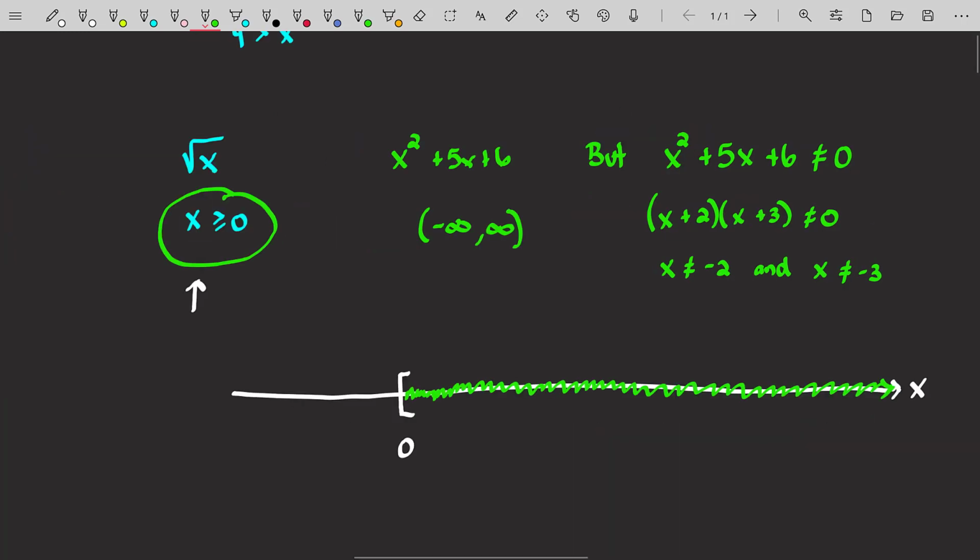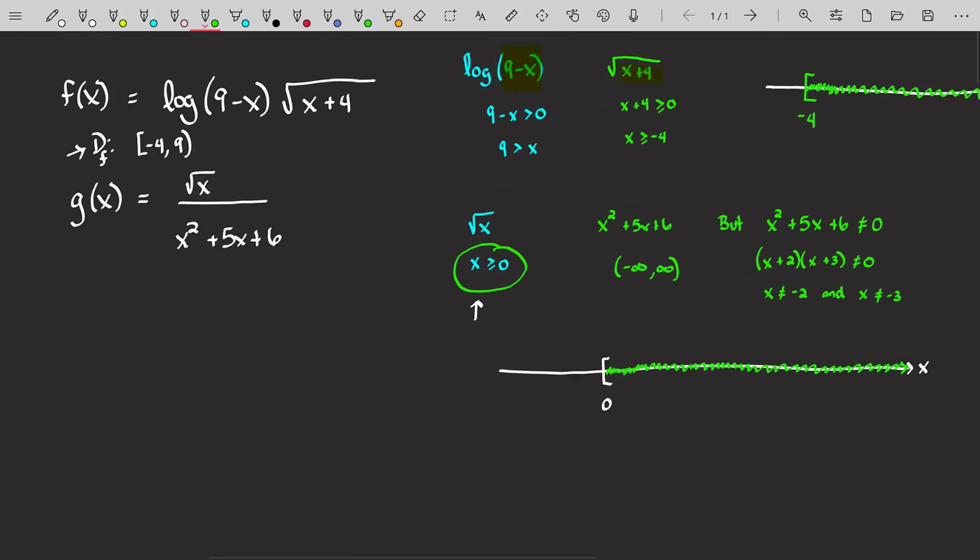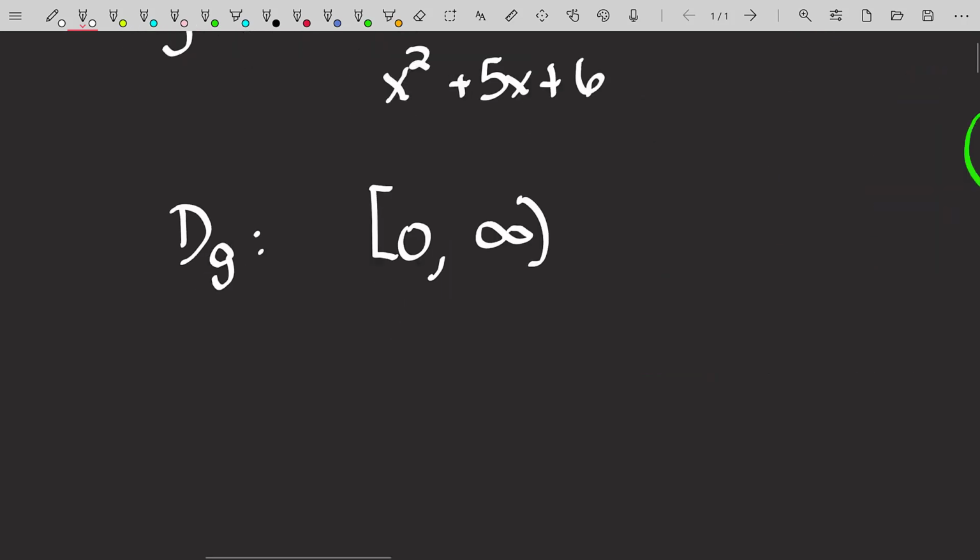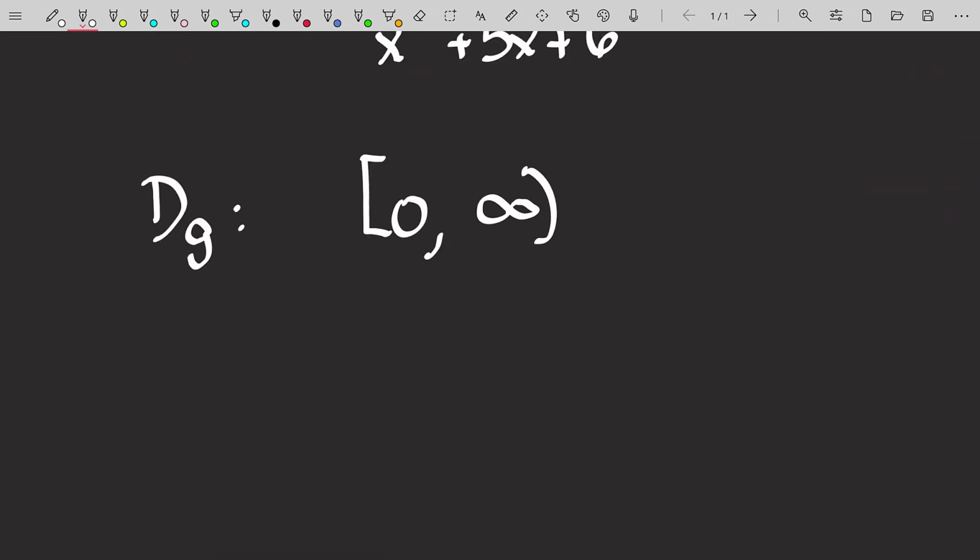And so having highlighted that, we can easily see the domain of g of x is going to be all real numbers starting at 0 and climbing up to positive infinity. And there we go. I've actually written that same notation that I was writing before.